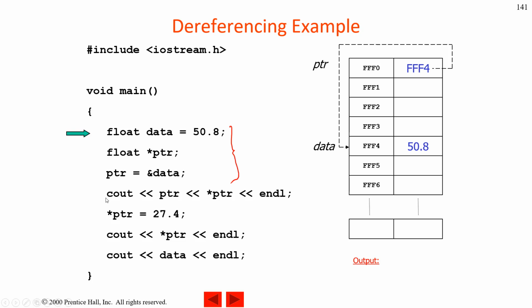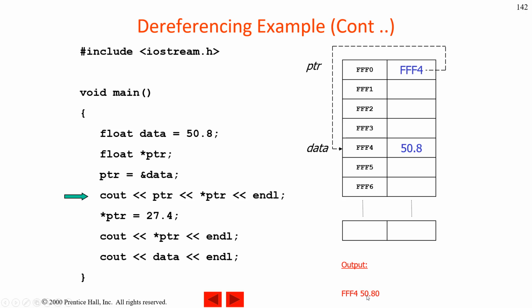Now you are trying to cout ptr. When you cout a variable, its value gets printed. What is the value of ptr? The value of ptr is this address, so this will be printed. Second, asterisk of ptr. Now it says go to this address and cout the value there. Going to this address, what is the value here? 50.8. So the result will be 50.8 for this and fff4 for the other. So the output will be fff4 50.8, which is shown over here. So as the result of this cout statement, you have these two values printed. The ptr is fff4 and asterisk ptr is 50.8.